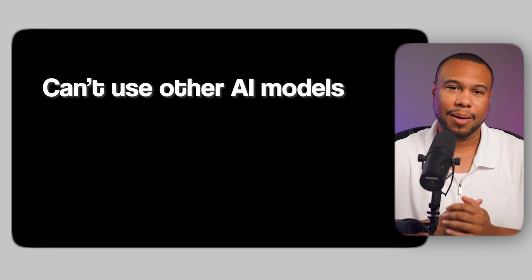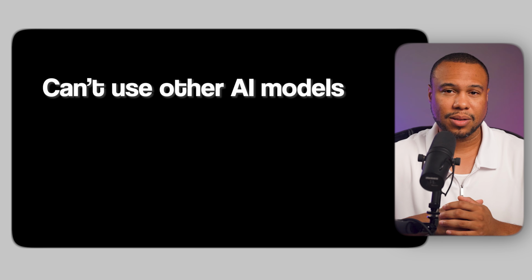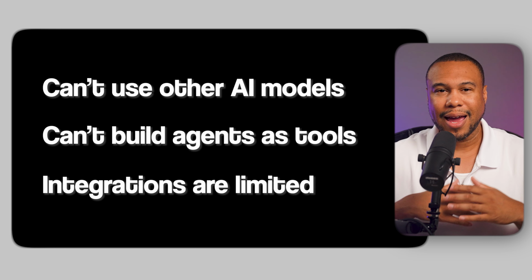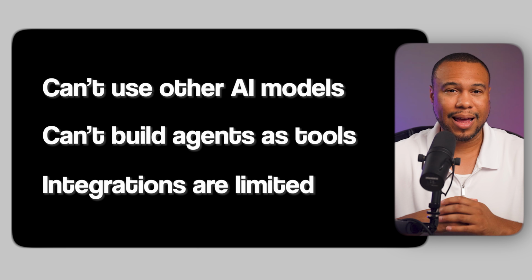But here's what it can't do. You can't use other AI models. It's only OpenAI's models. You can't build agents as tools inside of other agents, and integrations are way more limited than N8N. Now, it does have MCPs, which does open up a lot of possibilities, but it's still more limited than N8N. So that's the theory, but theory doesn't really matter.